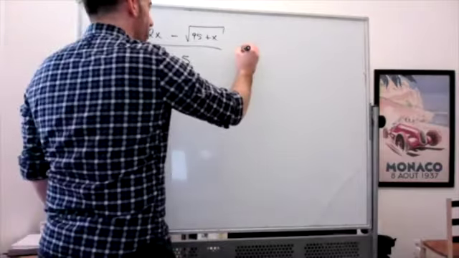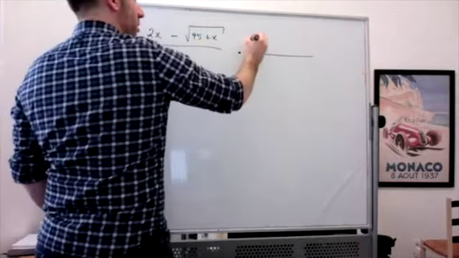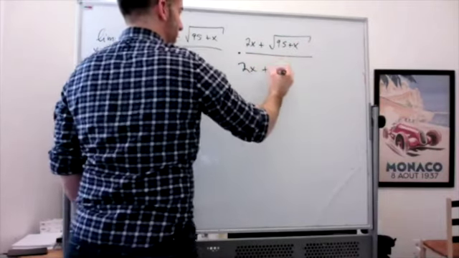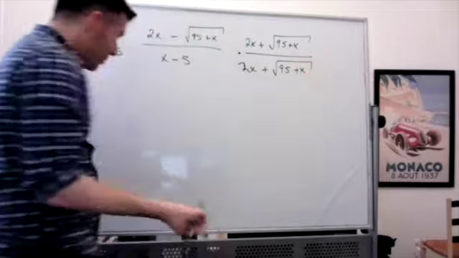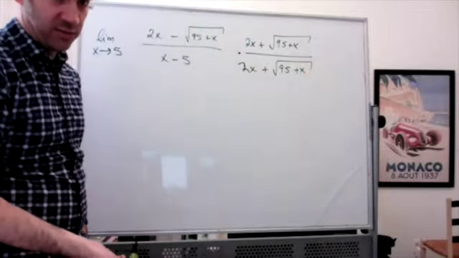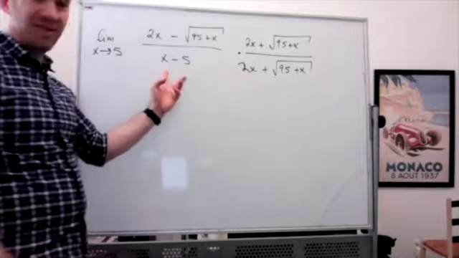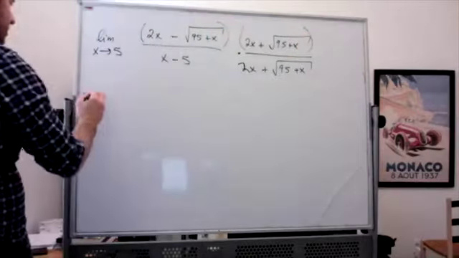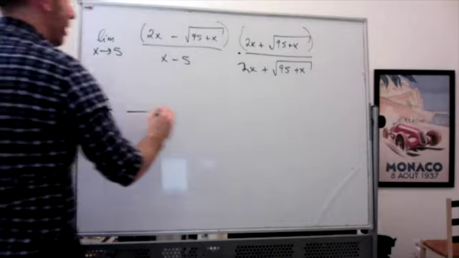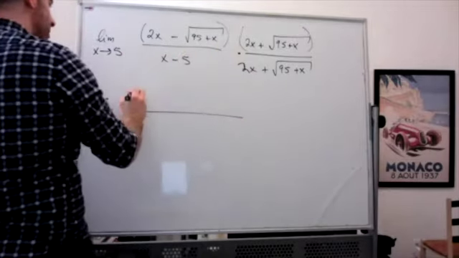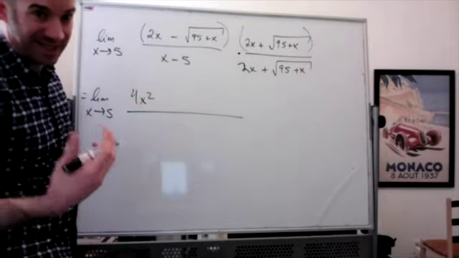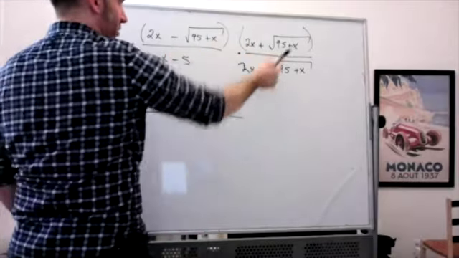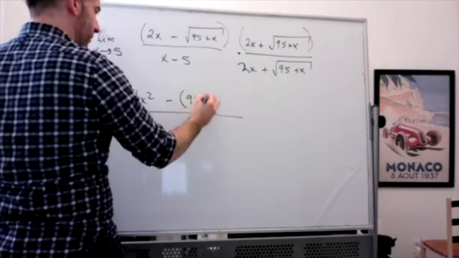In this case, we're going to multiply by the conjugate: 2x plus the square root of 95 plus x, over the same thing. My goal is always to do as little multiplying out as possible. I don't want to multiply out these terms because I know I want this x minus 5 to cancel. But I do want to multiply out these terms. So I'm going to rewrite this as the limit as x goes to 5 of 2x times 2x is 4x squared. The middle terms cancel. That's why we multiply by the conjugate. And then the minus square root of 95 plus x times the positive square root of 95 plus x is going to be minus 95 plus x.